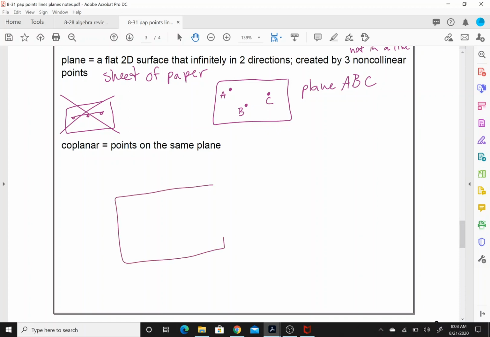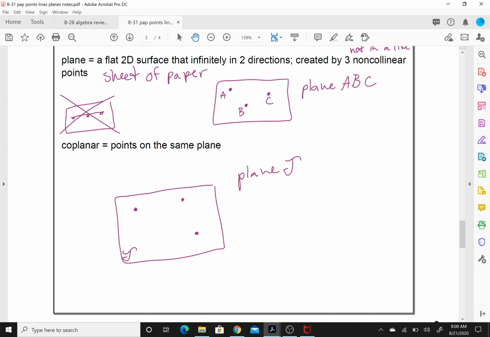So we have a plane. Okay, and another way you'll see planes named is there'll be a nice big script letter here in the corner. This is plane T. All right, that's a script T. Now coplanar points. They're just points on the plane.